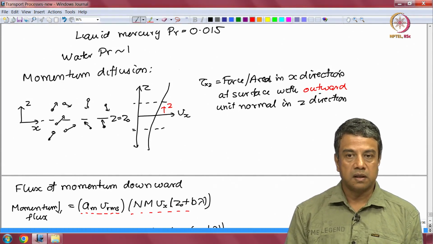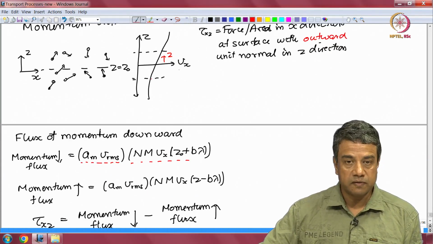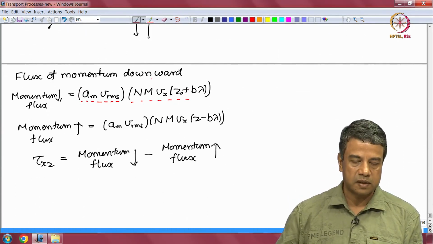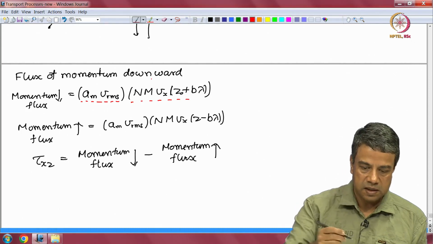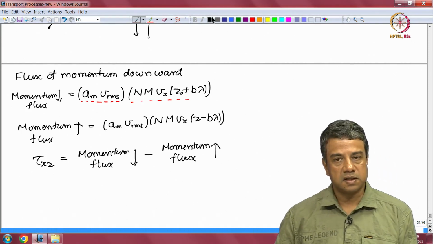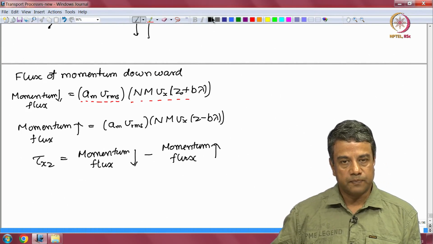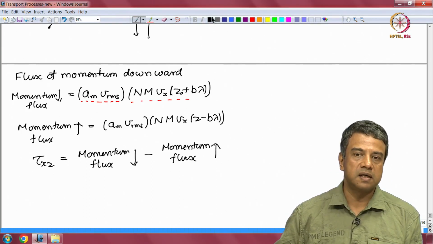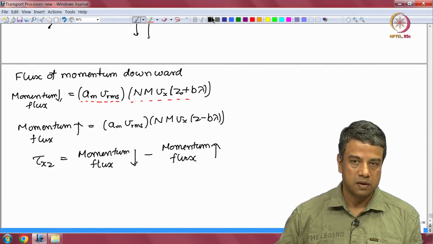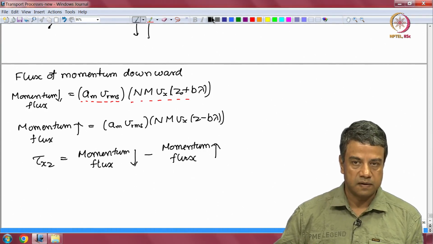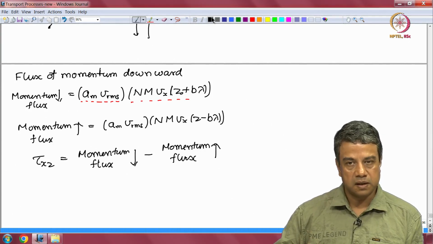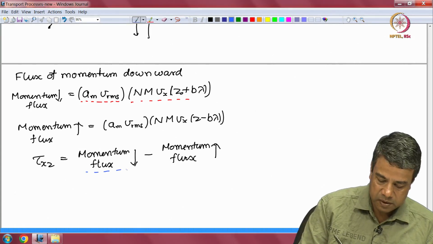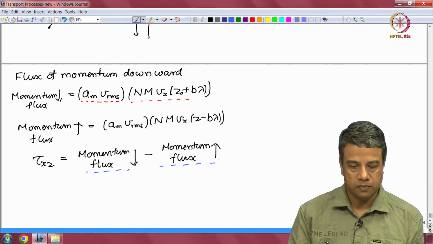Now, the momentum of the volume below will be increased if you take the momentum flux downward minus the momentum flux upward. So that is the opposite of the convention. If you relate the shear stress to the mass and energy fluxes, the shear stress actually increases the momentum of the volume below. So it is the downward flux at the surface, opposite to the outward unit normal. That is why you take the momentum flux downward minus the momentum flux going upward.